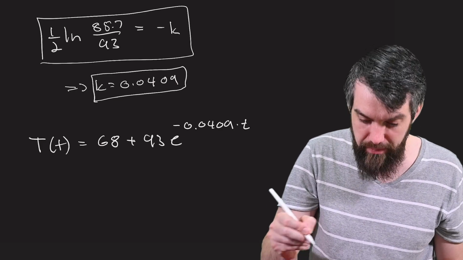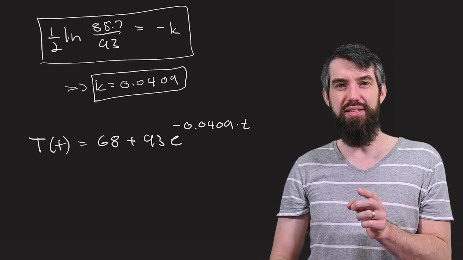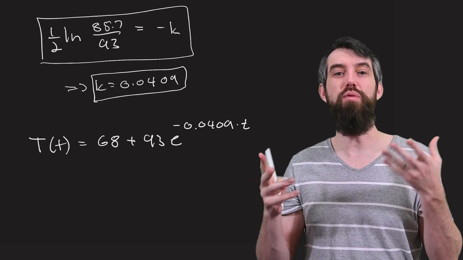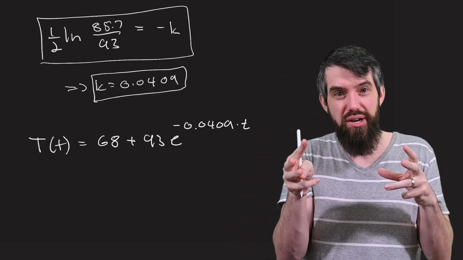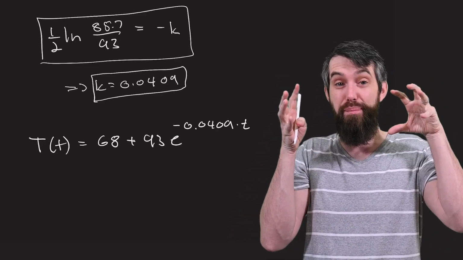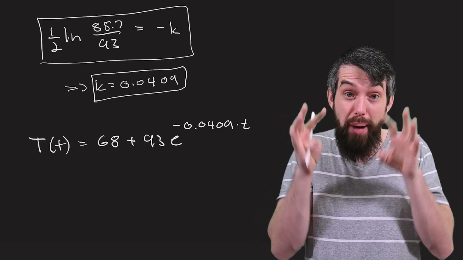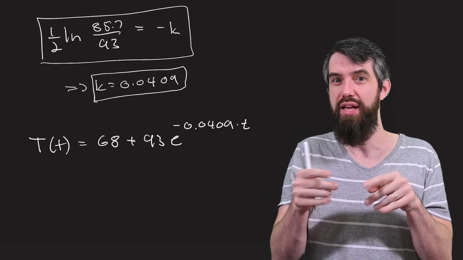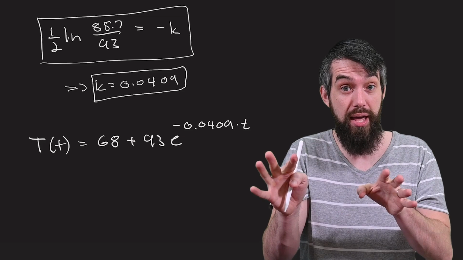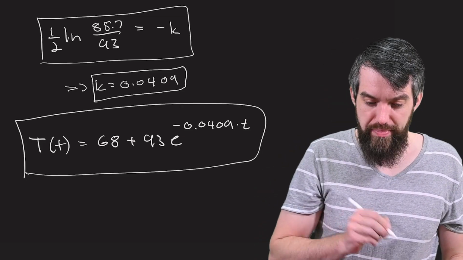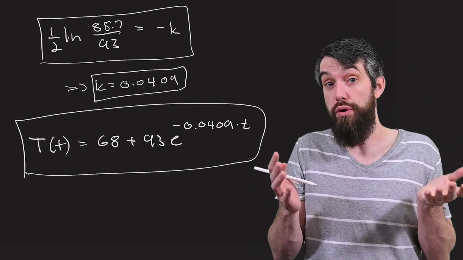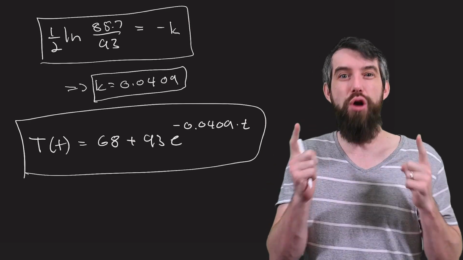0.0409 times t. Note, by the way, that this k is not some universal property. It's about the geometry and the materials and the surface area of the mug of tea that I have. It's for my scenario, I get this value of k. If you have a different scenario, you'll have a different value of k. And so we have this model, and that can seem actually quite nice. This is sort of our solution. But how good is it?